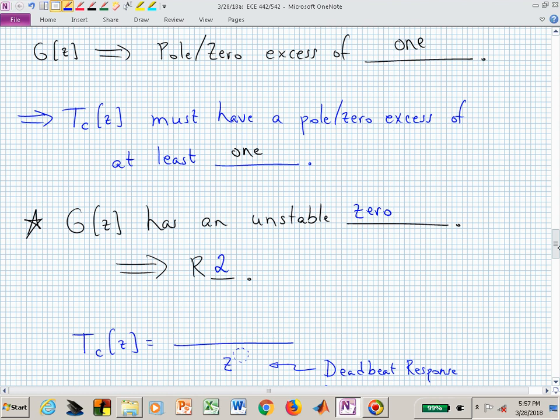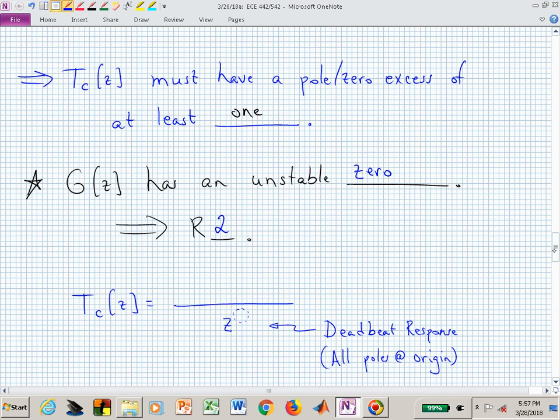We want a deadbeat response, so all of the poles are at the origin. We may just need to figure out what's the power on that Z. And if we have a pole zero excess of 1, and restriction 2, what's restriction 2 put into play? If we have an unstable zero in our plant, what does that force on T sub C of Z? Or does it force something on 1 minus T sub C of Z? Do you remember?